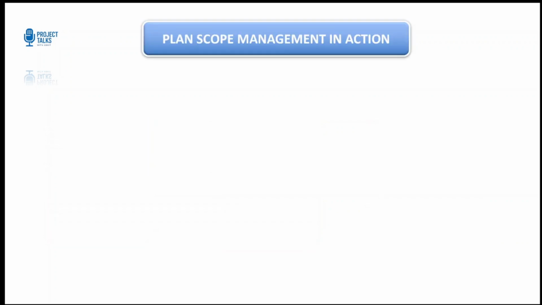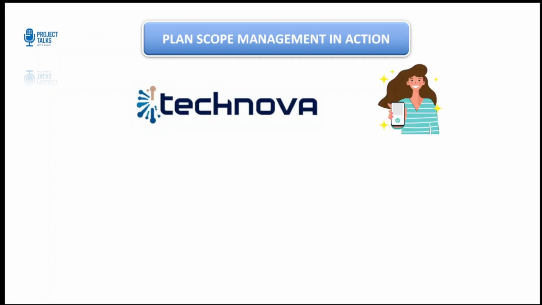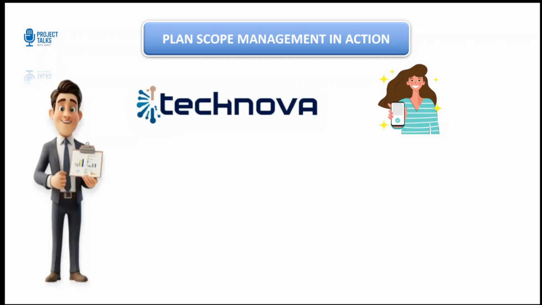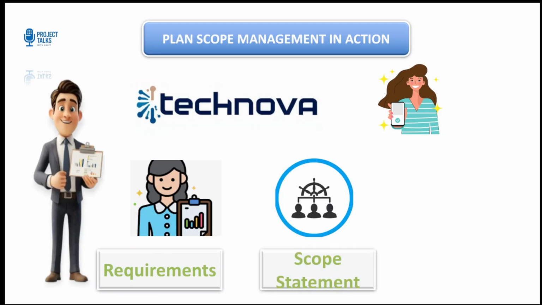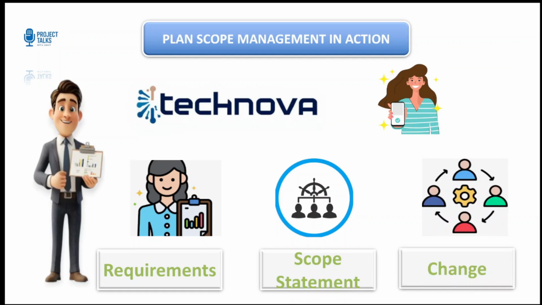Let's look at this from an example. Let's go back to our Technova project, the personal finance mobile app. Now, before the team starts listing features, the project manager documents that the business analyst will collect requirements, the steering committee will approve the final scope statement, and any further changes must go through the change control board. Now, this simple planning step saves the project from confusion later when stakeholders request an unapproved change. And trust me, it happens a lot.